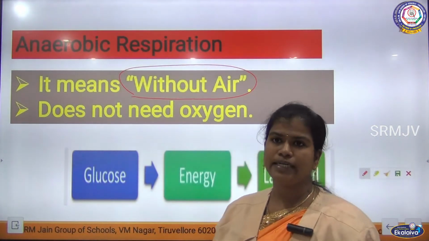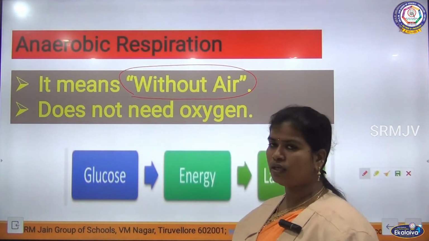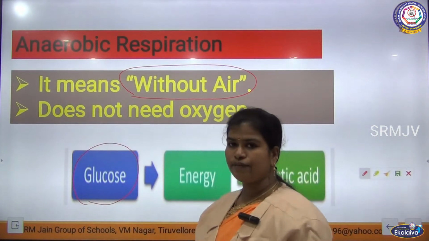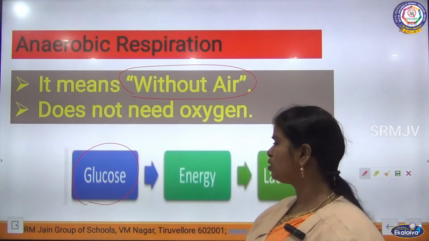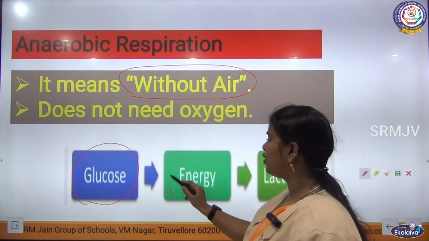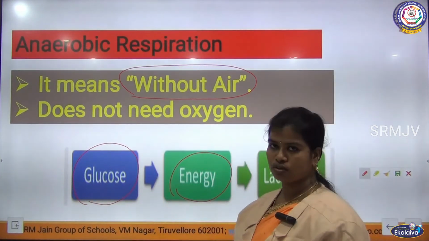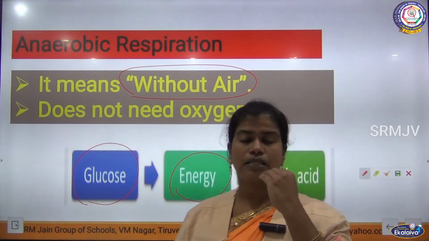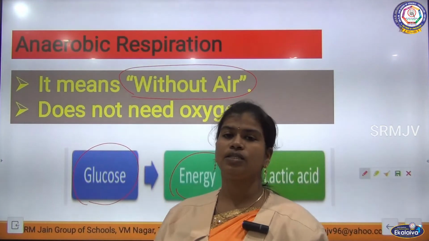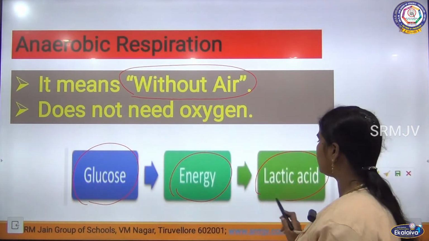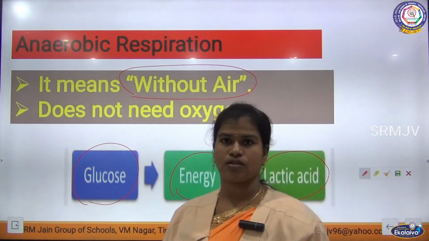Then how does it take place? Let me give you an equation for that. We know that food is stored in the form of glucose, and that glucose is directly converted into energy without oxygen. But when it is directly converted into energy, it also gives a byproduct called lactic acid, or otherwise lactate.